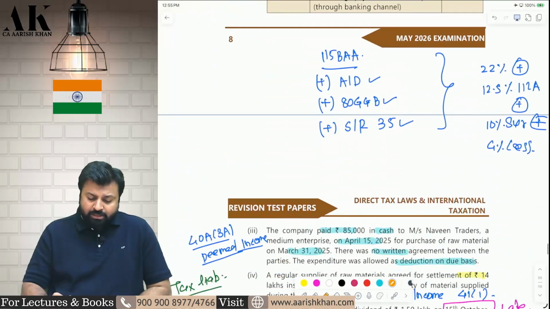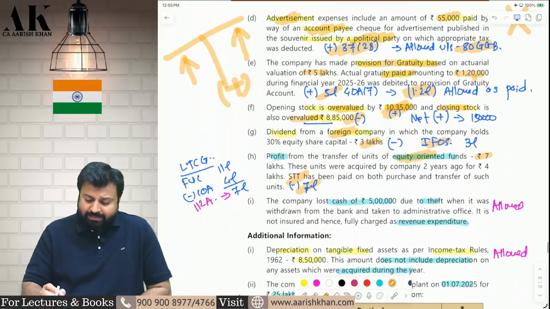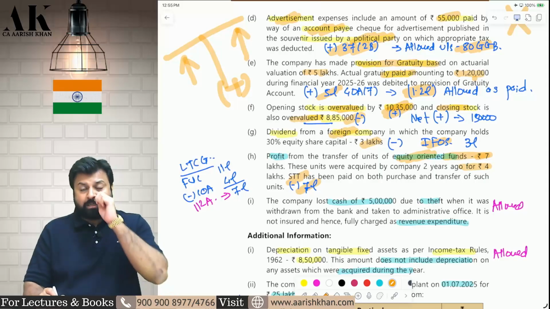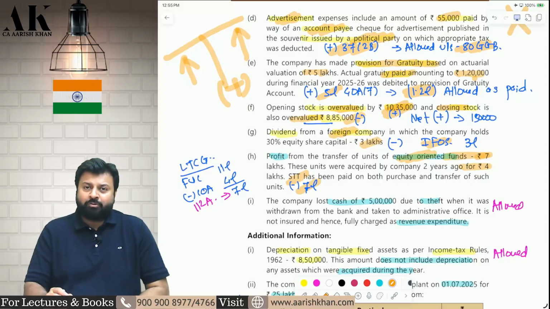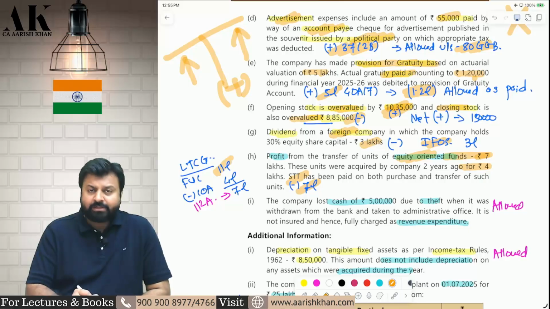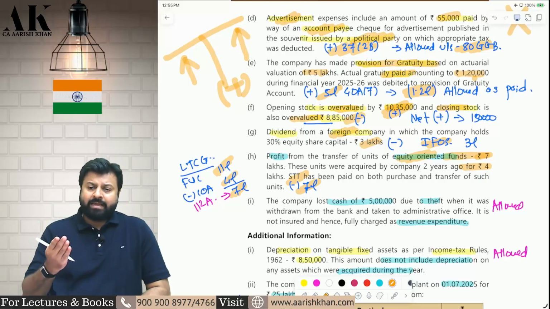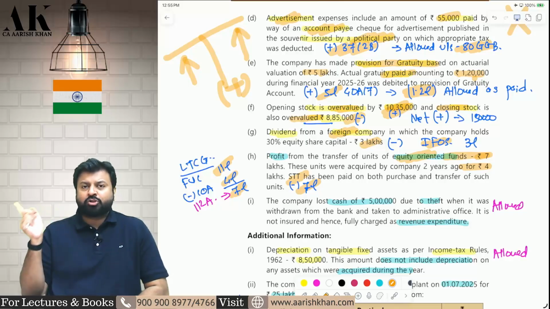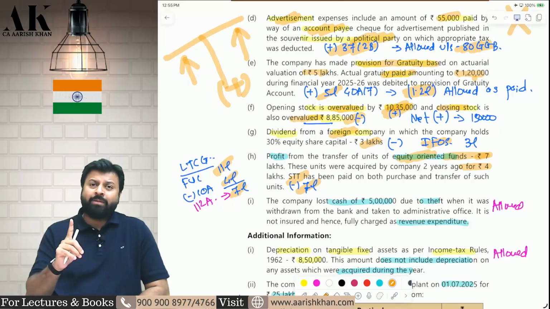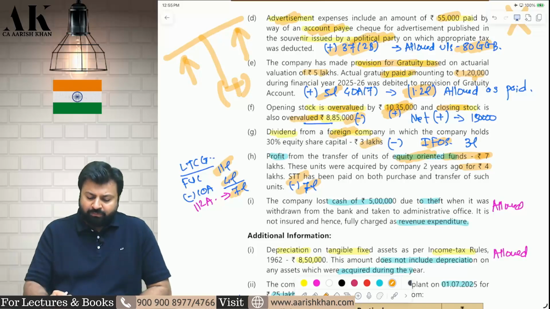Sir, what is the consideration of this? The consideration of this will be 11 lakhs. How, sir? See, the profit is 7 lakh and the units were acquired 2 years ago for 4 lakh rupees. Therefore, the full value of consideration is 11 lakh, cost of acquisition is 4 lakh, profit is 7 lakh. Again, I am saying the treatment, reduce 7 lakh from here and show 7 lakh under capital gains, 112A because it is long-term capital gains, 12.5% tax in excess of 1.25 lakhs.